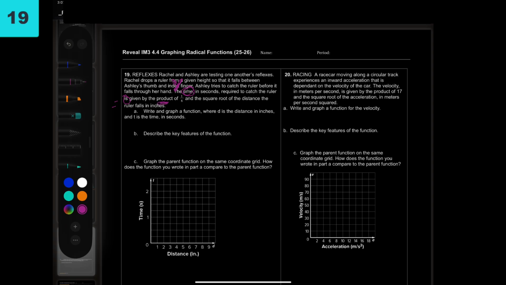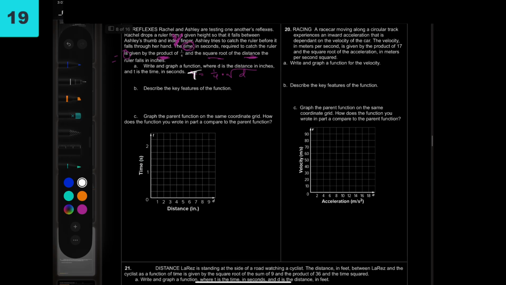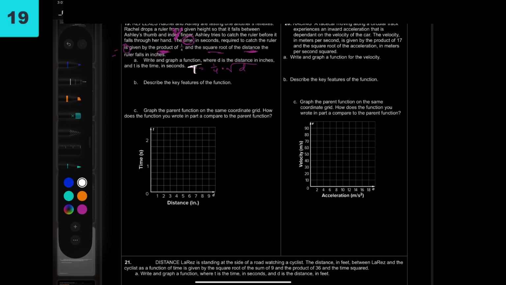the product. So you're going to multiply 1/4. So let's write that. y is equal to 1/4 times the product of the square root of the distance. So distance is d. Okay, so let's just change the y now to t. So I have t equals 1/4 times the square root of d. That is my equation. So let's go ahead and graph it, and then we can get the key features and then answer this question, okay?